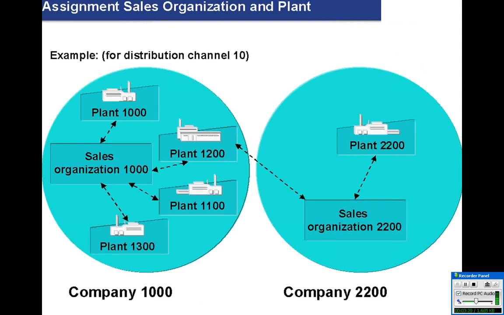Now this is how the assignment will take place. The first circle is for company code 1000 and the second circle is for company code 2200. Company code 1000 has sales organization 1000 and it has 4 plants, 1000, 1100, 1200 and 1300 assigned to it. Company code 2200 has one sales organization 2200 and plant 2200. And we want the sales for 2200 to pick stock from plant 1200 and sell it. So we have to make this assignment somewhere.